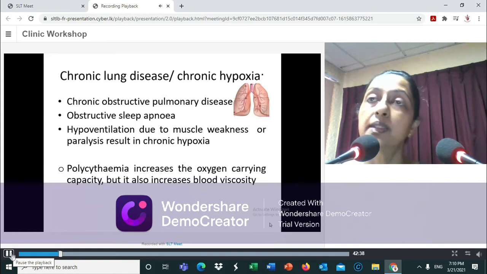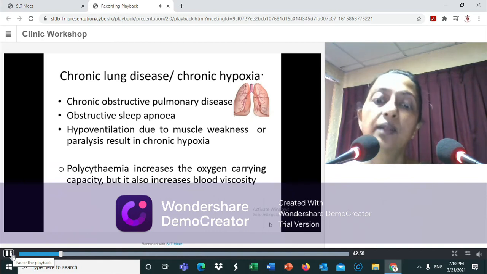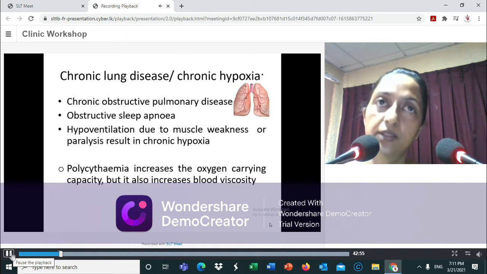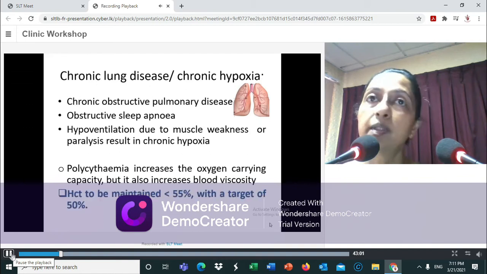This is a compensatory polycythemia. This compensatory polycythemia increases the oxygen carrying capacity, but that also increases blood viscosity and pushes the patient towards the thrombotic side. So that's why we are worried. Therefore, hematocrit should be maintained less than 55% with a target of 50%.